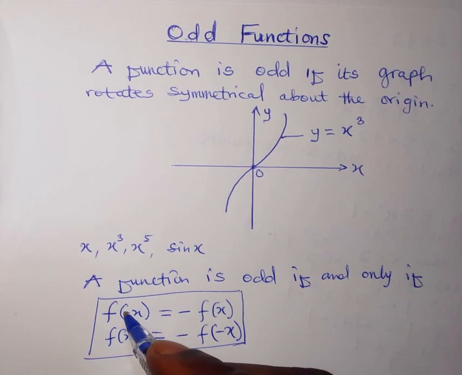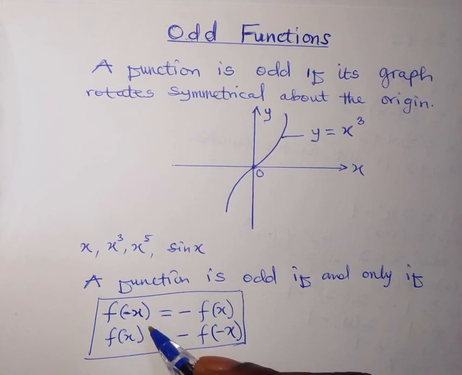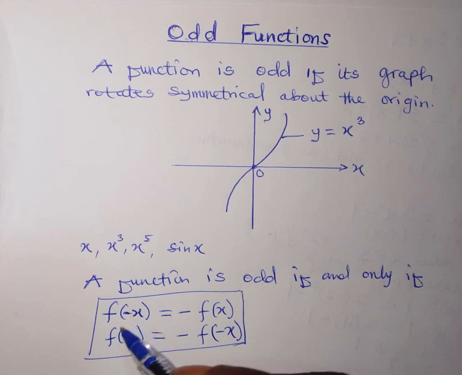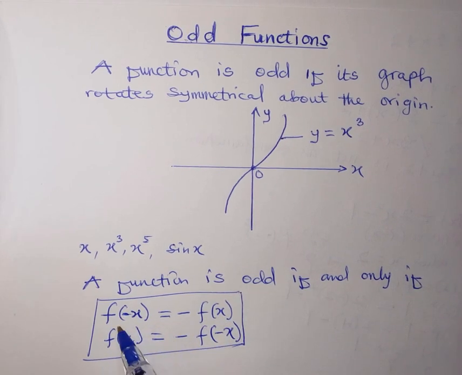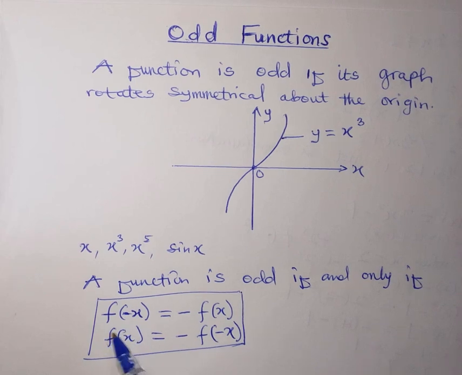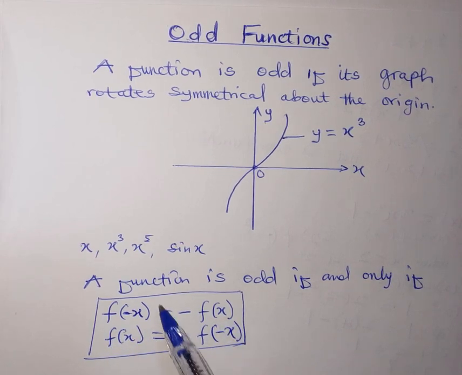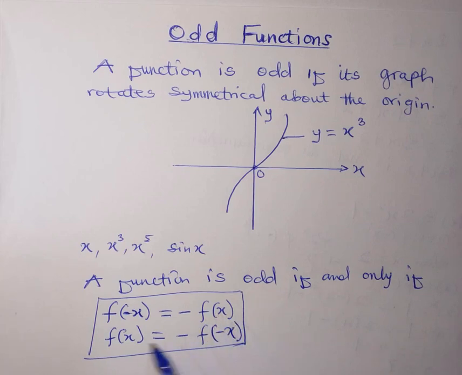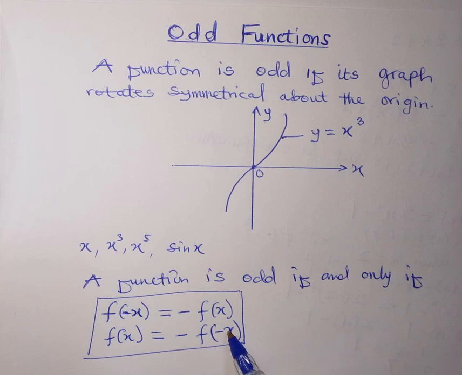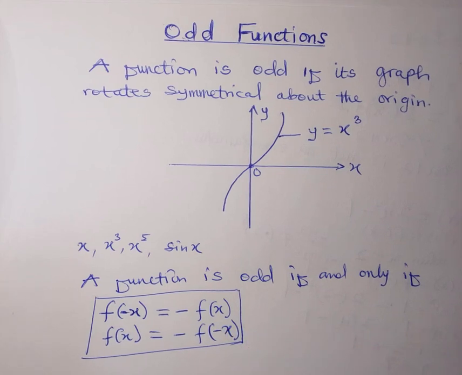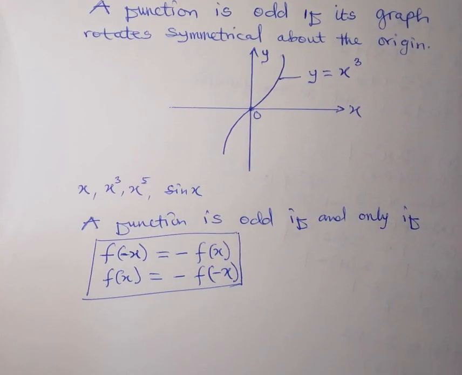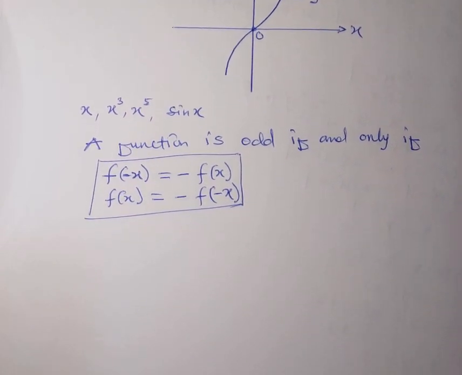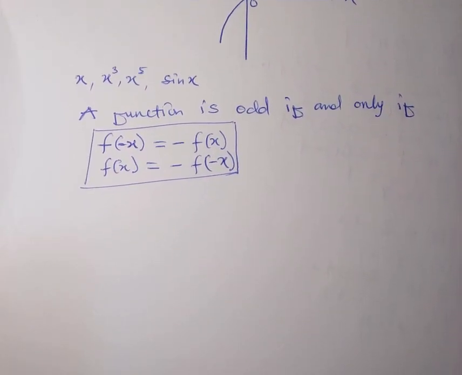The same approach we used in finding out whether a function is even, we are going to use here, but odd functions have their own way of doing that. If f at negative x is the same as negative f at x, or if f at x is equal to negative f at negative x, then we can conclude that the function is odd. Without wasting much time, let's take examples and see how we can test them.